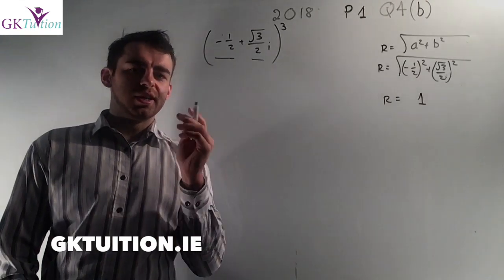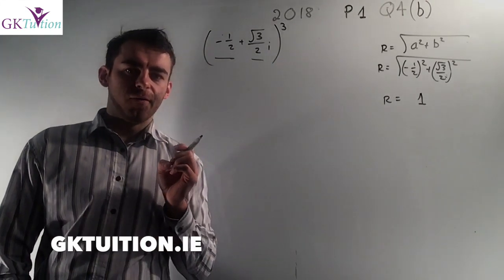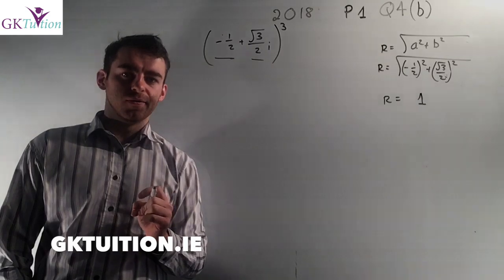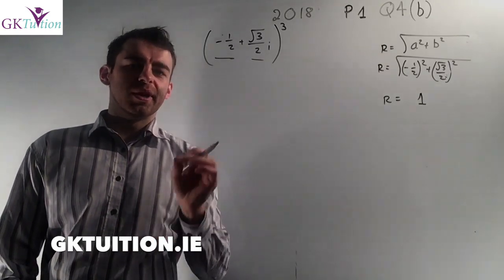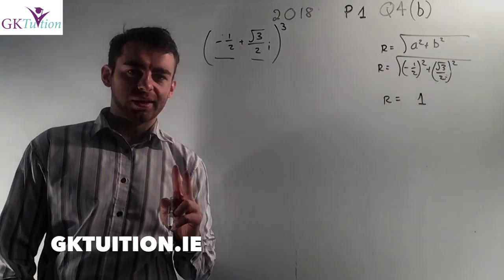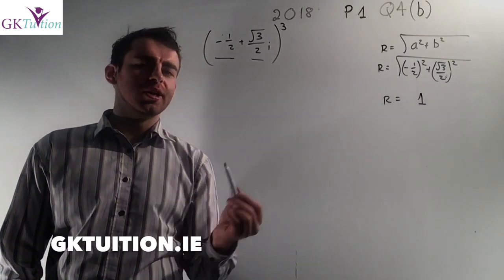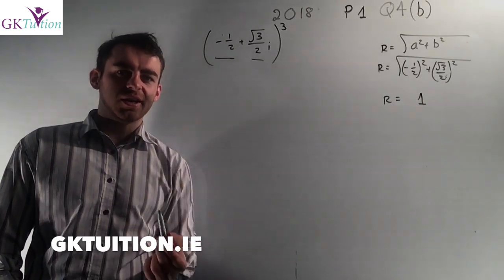Now, in order to use the Moivre's theorem, the first thing we need to do is get this in polar form. If you want to get a complex number in polar form, you need to find 2 things. The first thing you need to find is your modulus. The second thing you need to find is your argument.